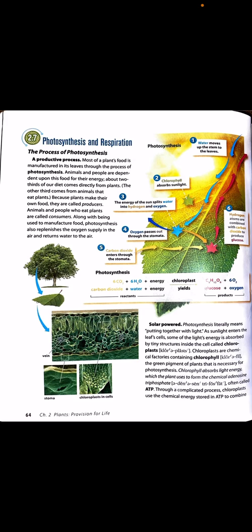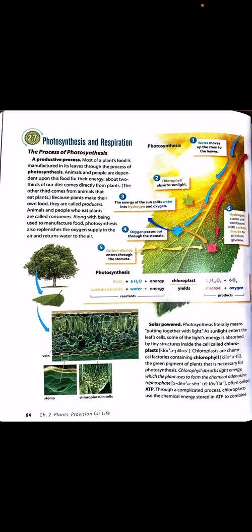Because plants make their own food, they are called producers. Animals and people who eat plants are called consumers. Along with being used to manufacture food, photosynthesis also replenishes the oxygen supply in the air and returns water to the air.